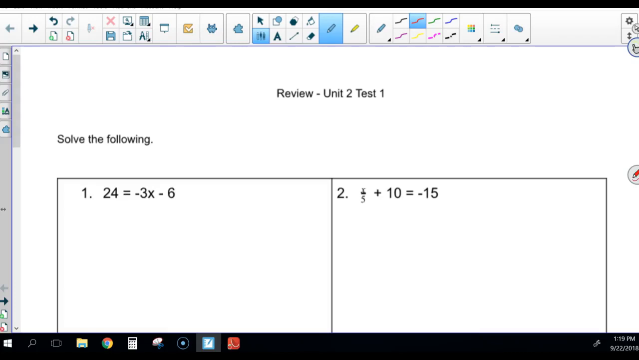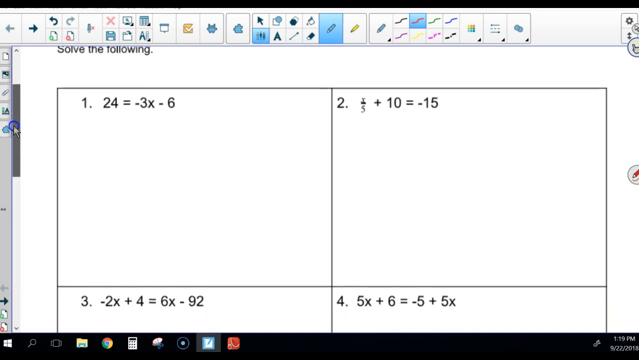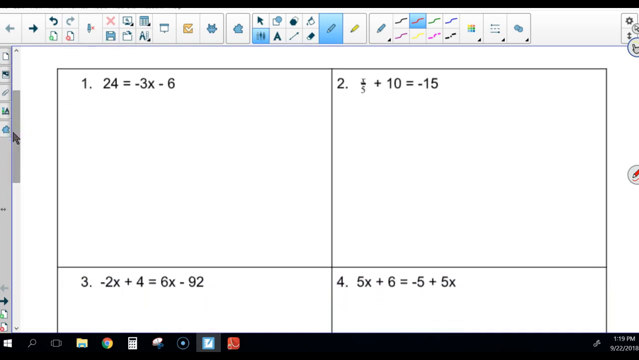All right, review for our test coming up. We have Unit 2, test number 1. This is over solving equations, isolating x, figuring out what it is. To start out here, we have a two-step equation. Should be relatively simple by now, solving these two-step equations.